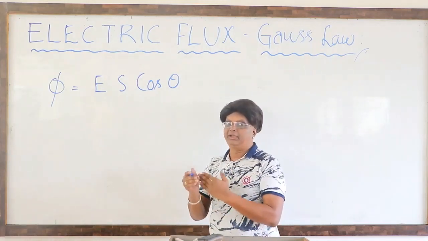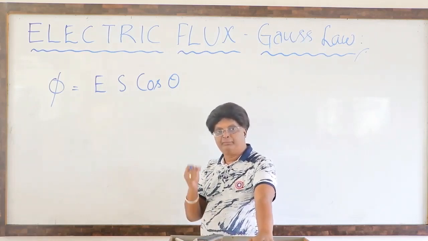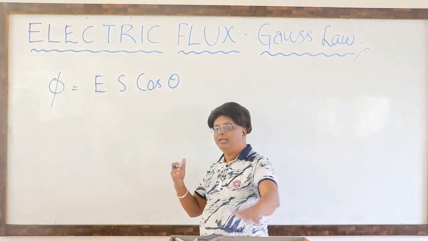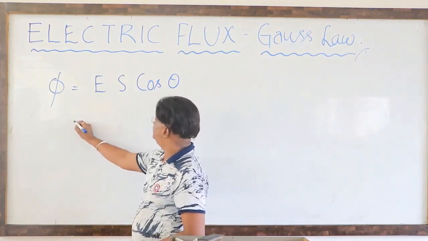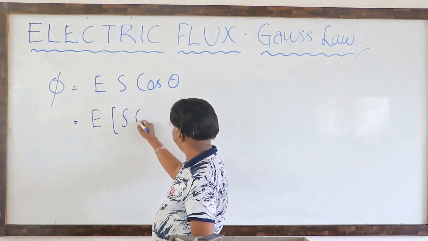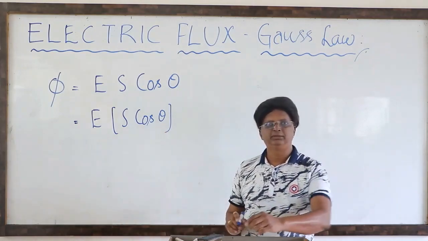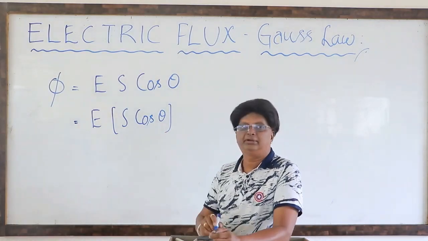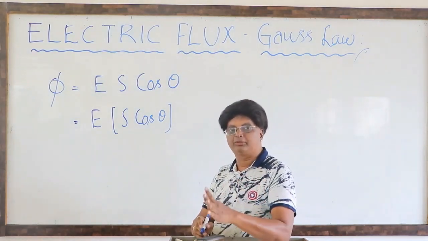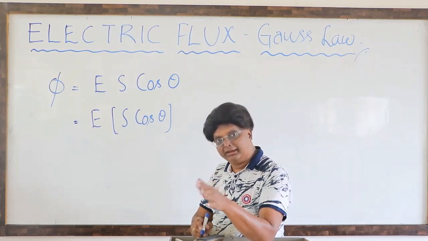Now, in fact, whenever we write a dot product it has a specific meaning actually. So the best way of writing this expression is not simply E times S times cos theta. Rather, I will now write it as E times S cos theta. E times S cos theta is our expression. Remember, whenever we have said A bar dot B bar is equal to AB cos theta, we can write it as A times B cos theta or B times A cos theta.